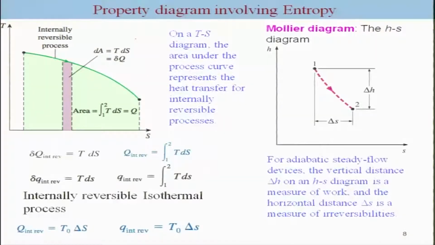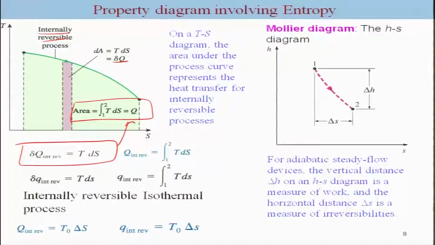We can also represent entropy changes on a TS diagram for an internally reversible process, as depicted here by the green line from this point to that point. The area under the curve is associated with the heat supplied to the system. The differential area is dA equal to T dS, which is nothing but del Q for an internally reversible process. So, you can find the heat supplied by integrating T dS. You can divide by the mass to get values per unit mass. For a constant temperature system, it will simply be T0 delta S.